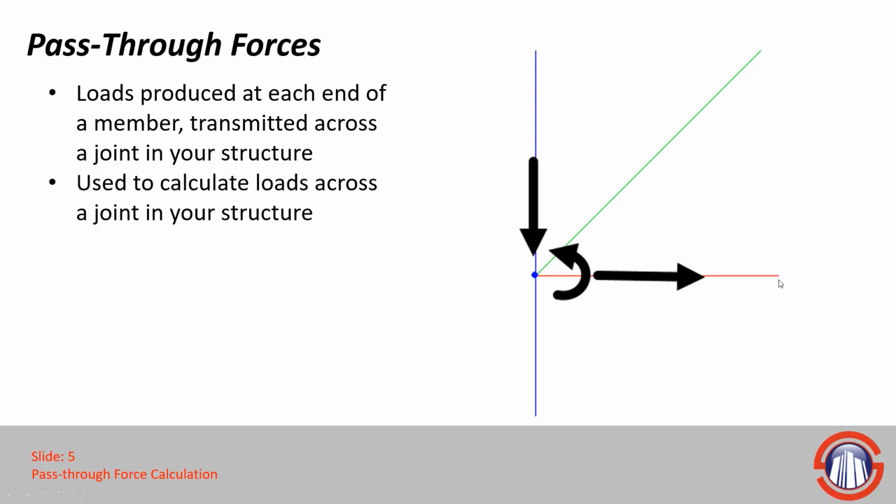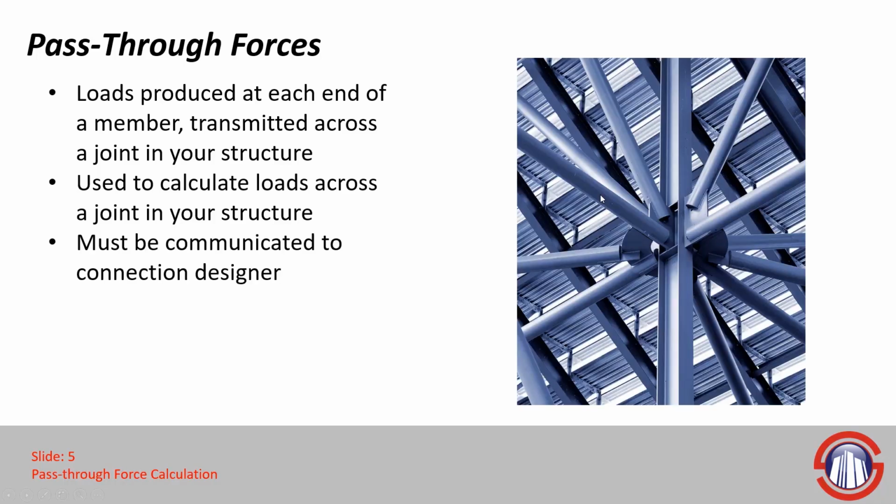So maybe we have this red member, this red beam, and this green brace contributing to a connection, like a gusset plate or something similar. We could then determine what the forces are across that joint, which would represent that gusset plate in your model, based on the applied loads. And these are the loads that must be communicated to the connection designer.